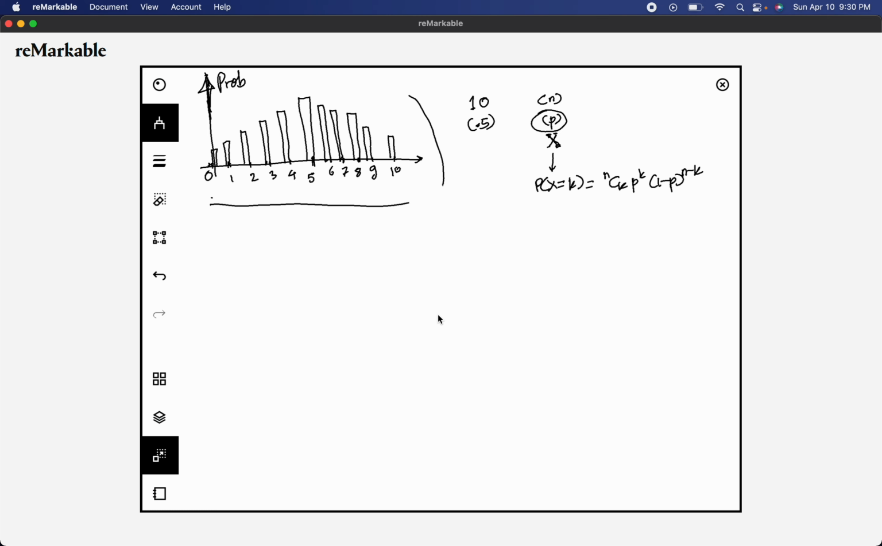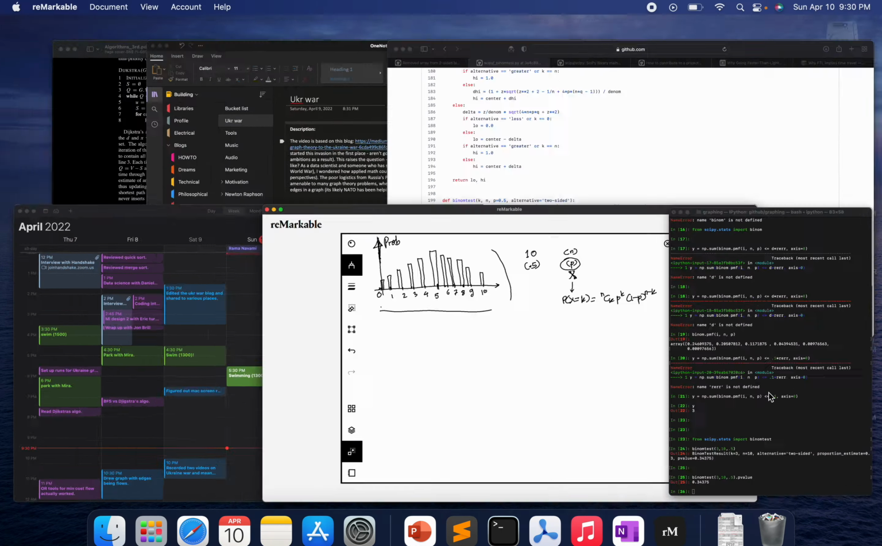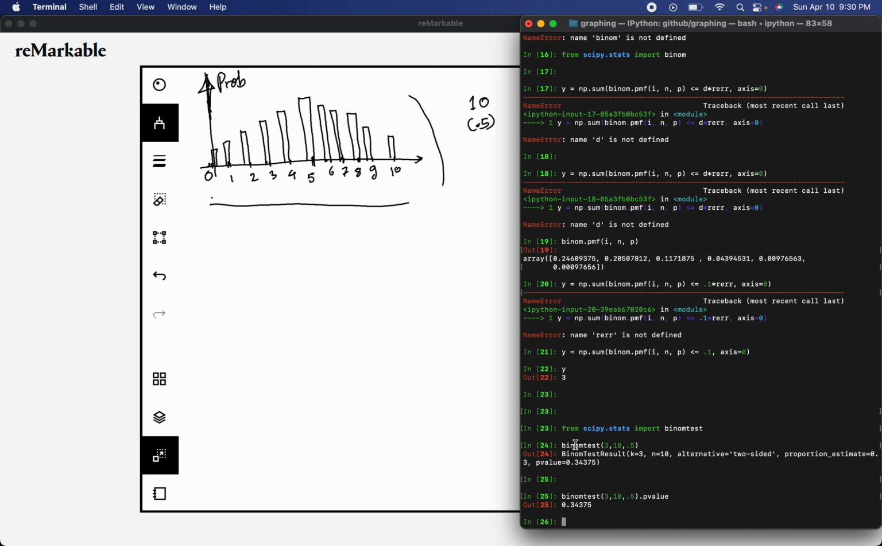It's that my hypothesis is probably incorrect. So let's just import it in Python and see how it works.